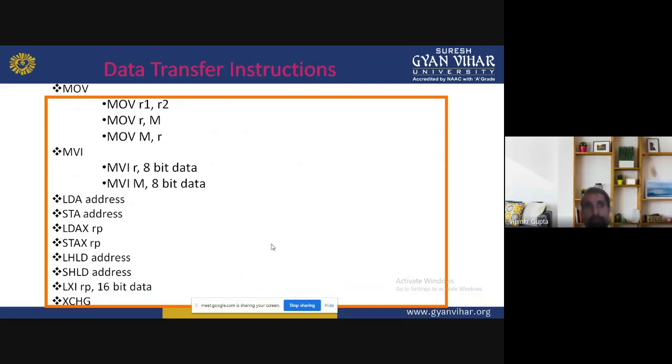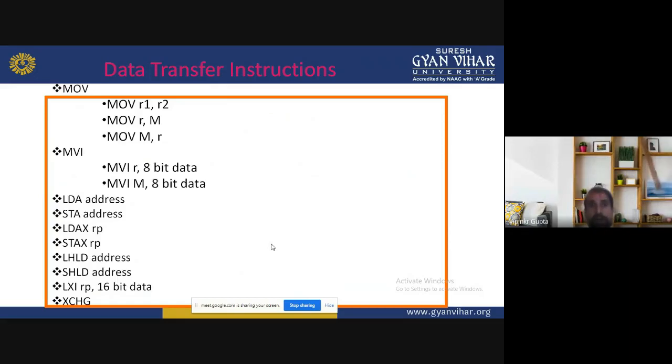So the first instruction is MOV R1 comma R2. What happens in this instruction? There are two different registers available. In this instruction, one register is the source register and the second one is the destination register.